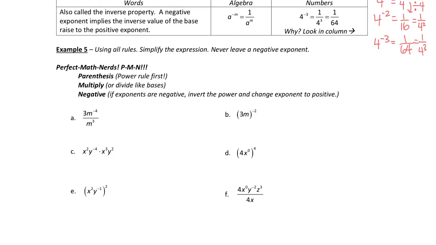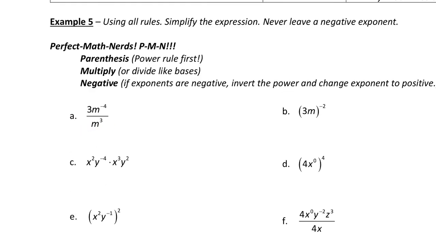We're going to put all of these rules together. It's going to be tough in some examples here. I came up with a little saying to help you with the order. Perfect math nerds. Do your parentheses first. Do any multiplication or divide if necessary, and I'll show you what that means. And then do anything if you have any negative exponents left over.